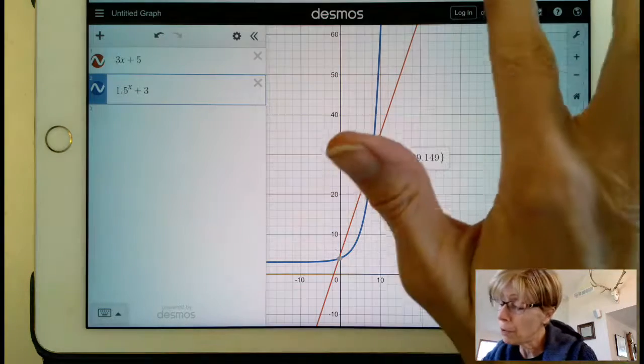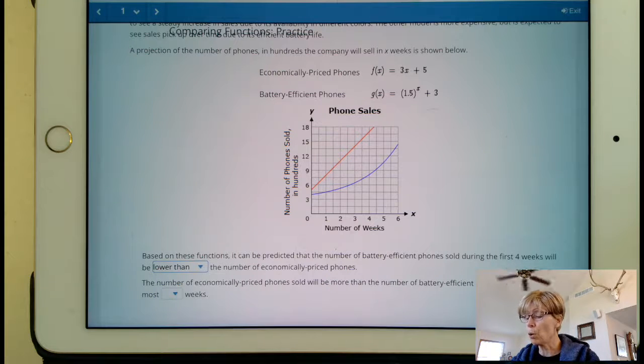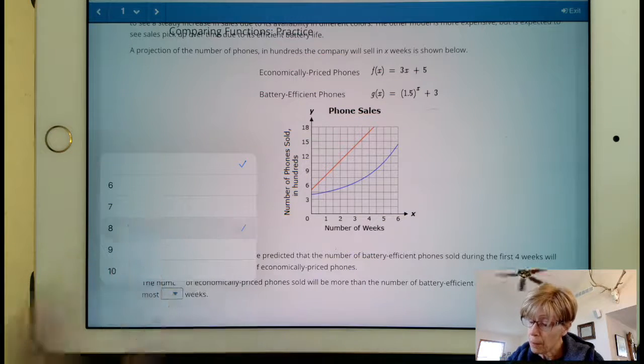So if we go back to the problem here, the number of economically priced phones sold will be more than the number of battery efficient phones sold for at most 8 weeks.